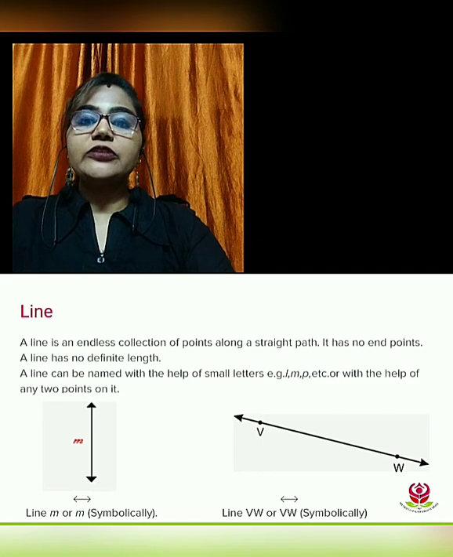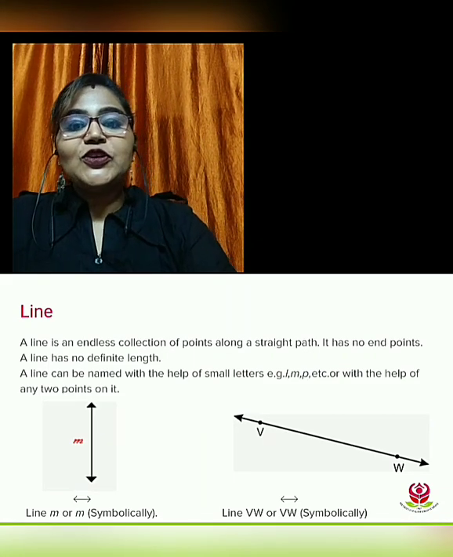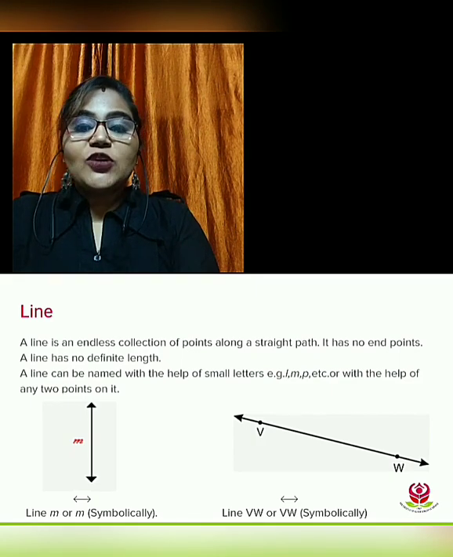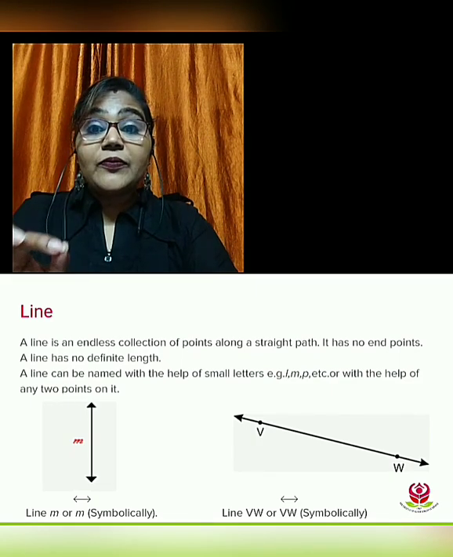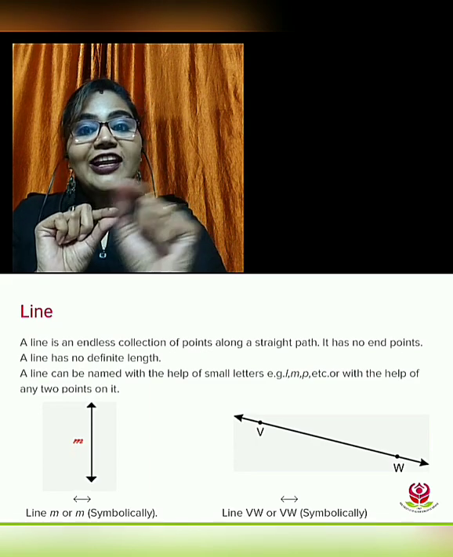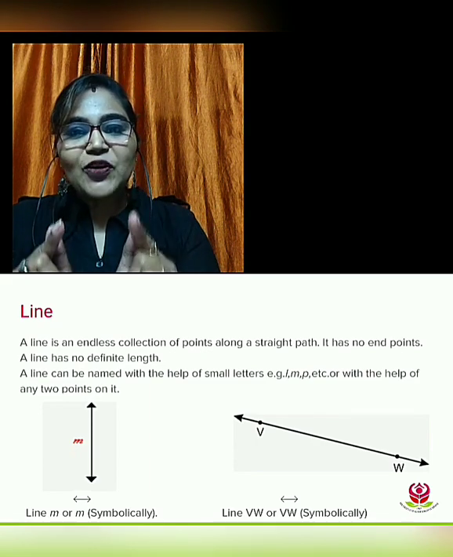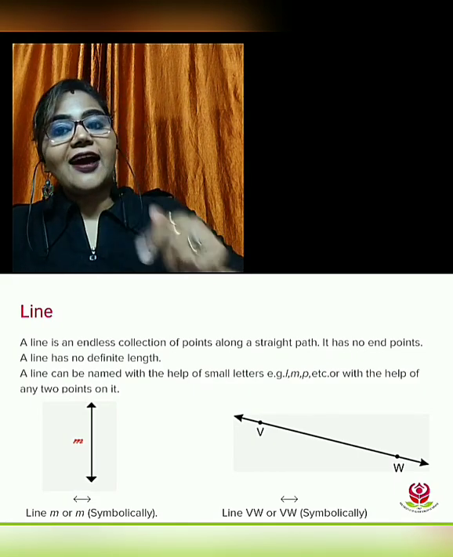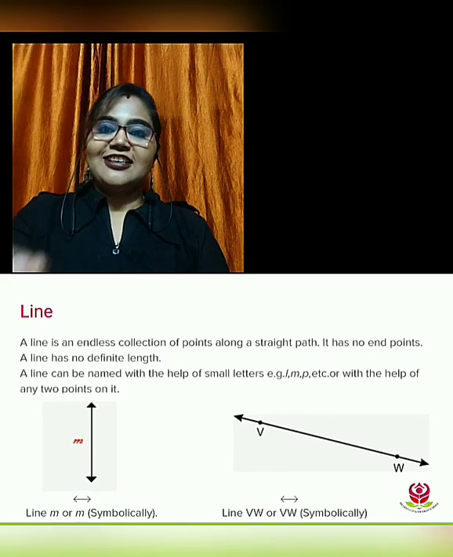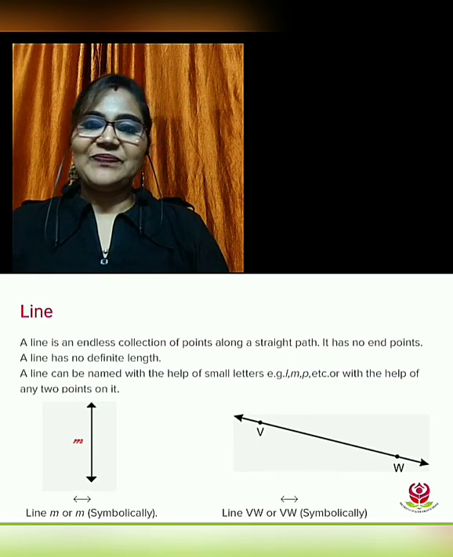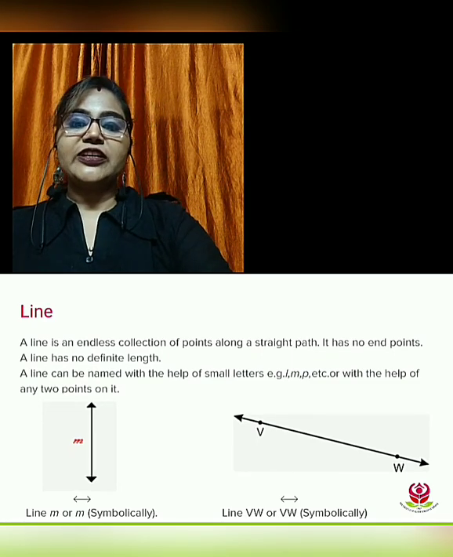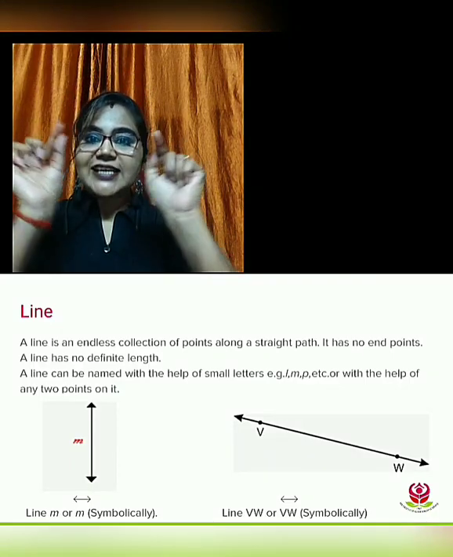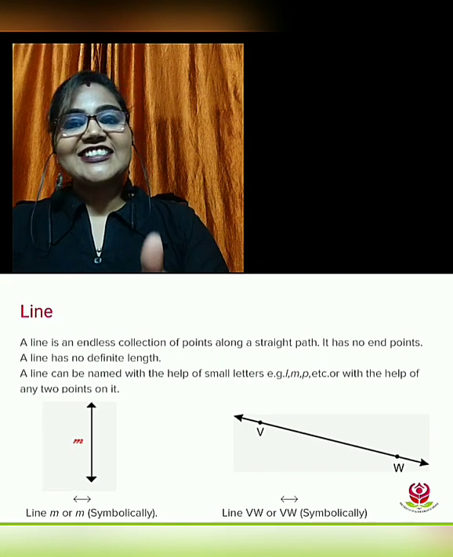And just see below the figures. Here also you have a symbol for mentioning line. So what's given? Line M or small letter M. Above that you can see that symbol. Yes, that is used for line. No need to write again L-I-N-E. So you can just draw that small figure. Same way to the right below the figure, line VW, and above you can see both the side arrows are there. So that's the symbol for line.